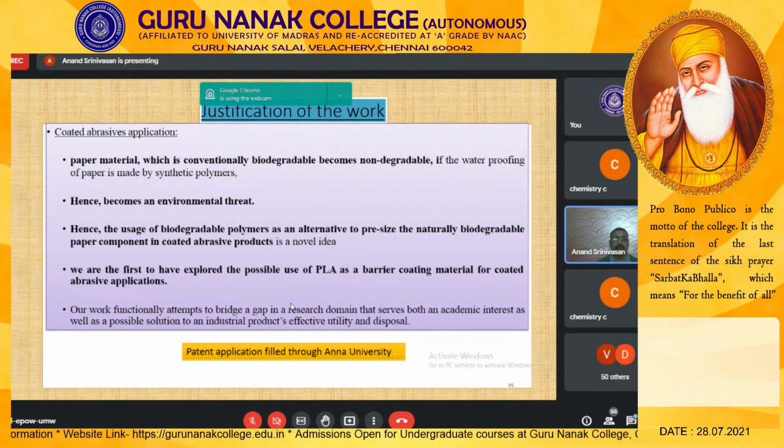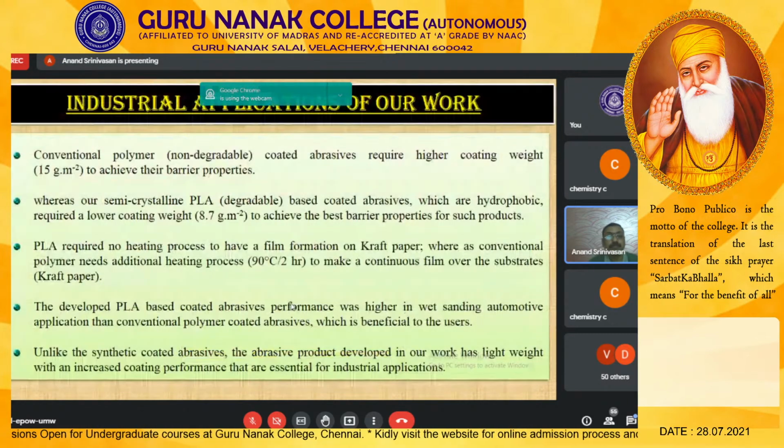Nobody has tried it before. We are the first to have explored the possible use of polylactic acid as a coating material for paper, and we made wonderful products out of it. Therefore, our work attempts to bridge the gap in the research domain, which serves both as an academic interest as well as a possible solution to an industrial product's effective utility and disposal. You can make a product which can be effectively utilized by the industry, and it can also be disposed in a proper way. And that's why the patent was given to us.